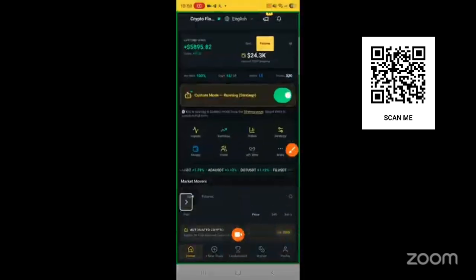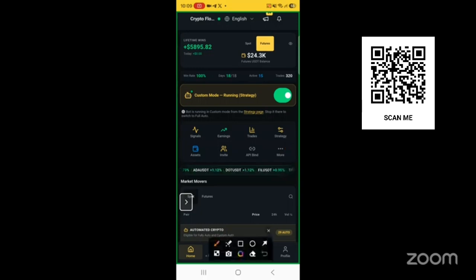So this is Crypto Flow Bot. This is how it looks. And when you pay the subscription fee of $120, you can get anyone who knows about Crypto Flow Bot or who is using it. Or if you're watching for the first time on YouTube, you can contact me. I'll leave the contacts in the comment section. You can contact me and I take you through how you can get Crypto Flow Bot.